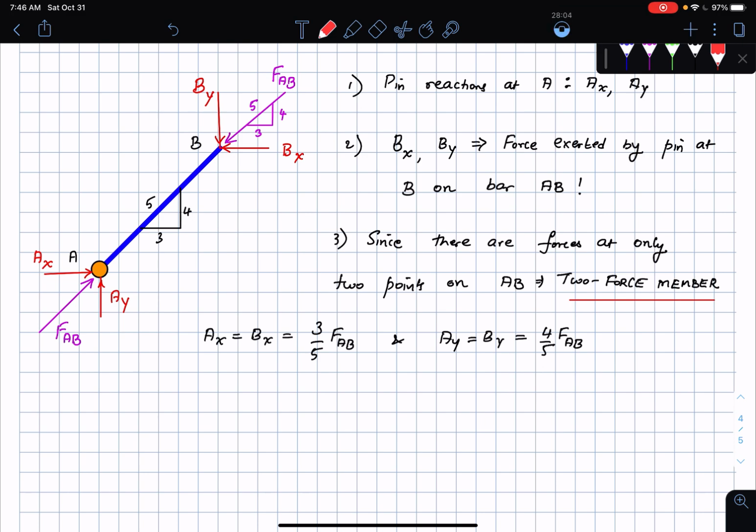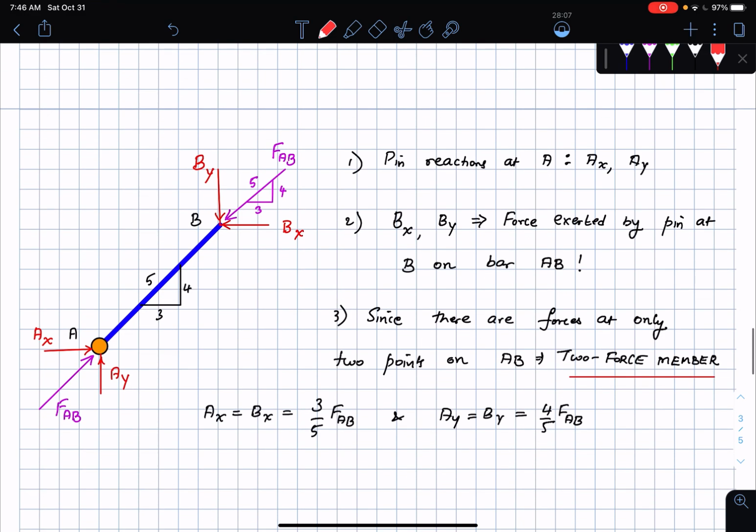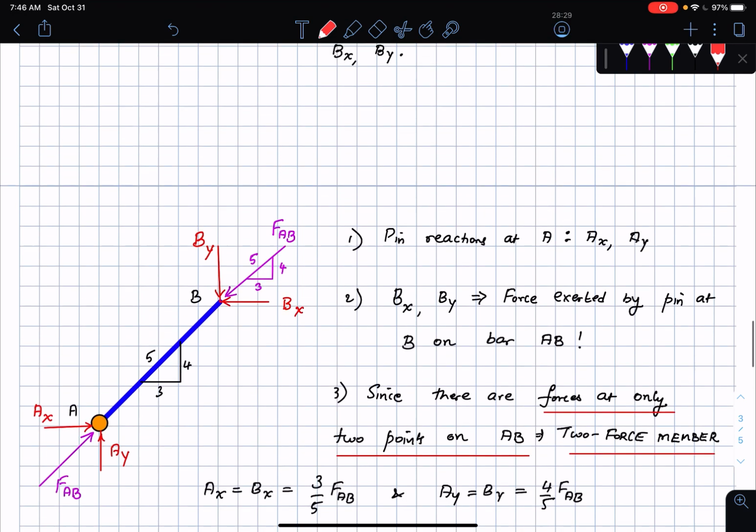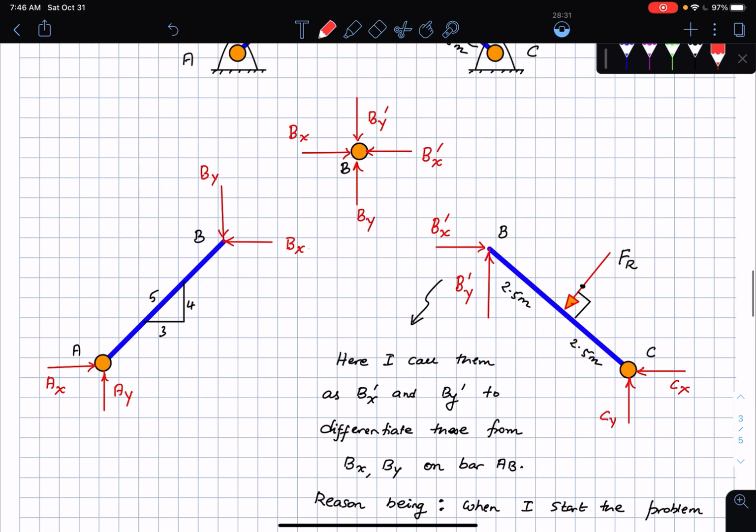Now let me look at the bar BC. What are the forces on the bar BC? I'm going to bring back its free body diagram, and once again, a very quick recap. Look at the bar AB: force at the point A, force at the point B, forces at only 2 points on the body. That's why this is called a two-force member. Because it's a two-force member, I can just draw a force along the line joining the 2 points, as you've been doing in your homework and so on. Then I come to the bar BC, I grab that fellow.